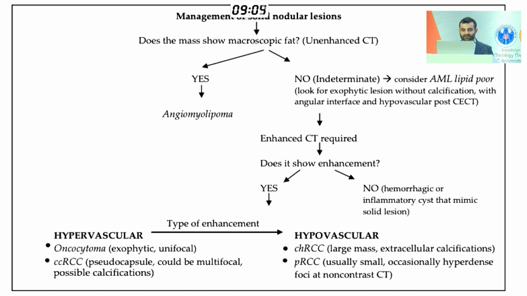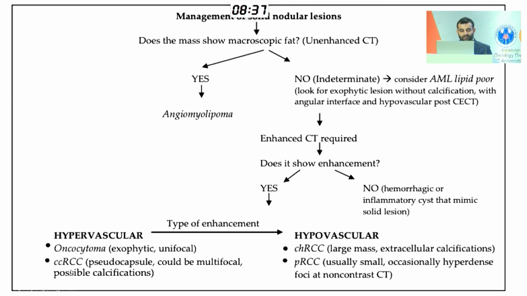Once a renal mass conclusively has macroscopic fat, then we are sure about the diagnosis of angiomyolipoma. The problem arises when it doesn't have macroscopic fat, which is the most common situation, and then we are looking for other diagnoses. This patient would be subjected to a contrast CT scan, and it may or may not show enhancement.